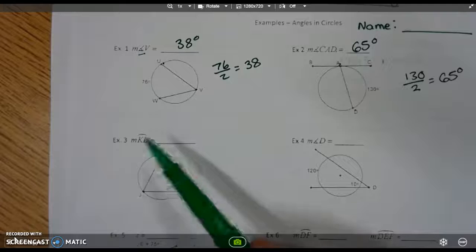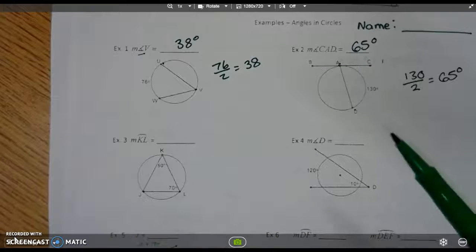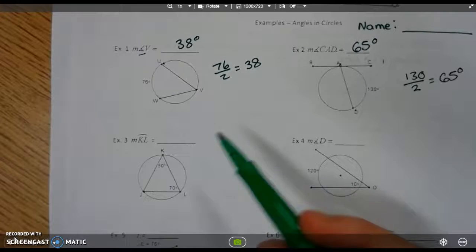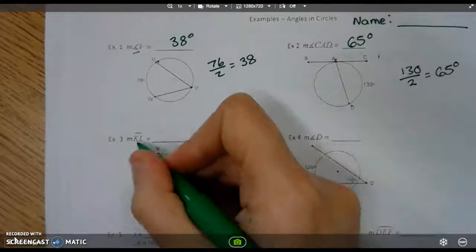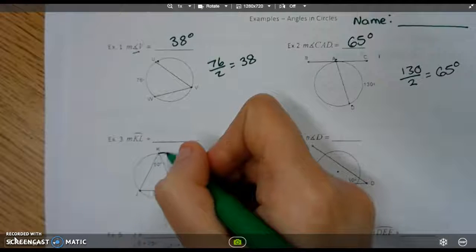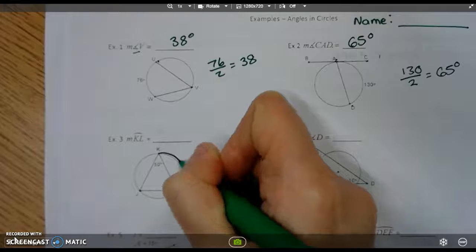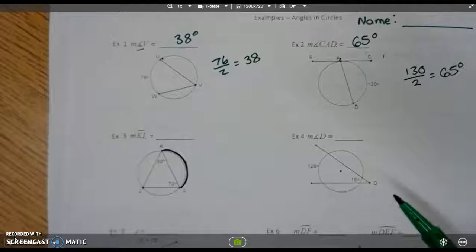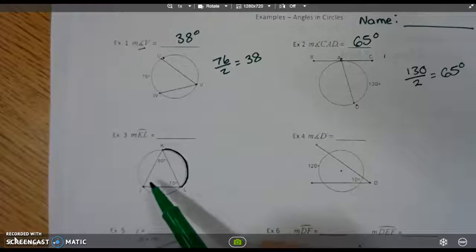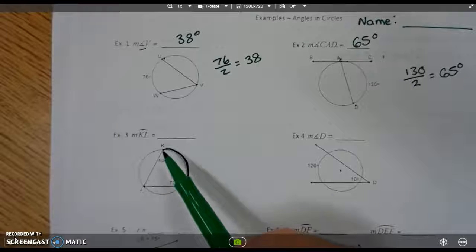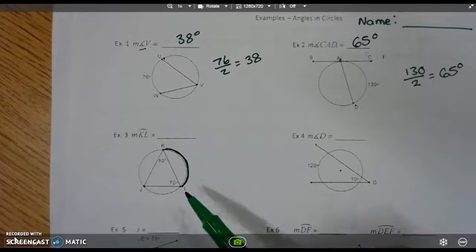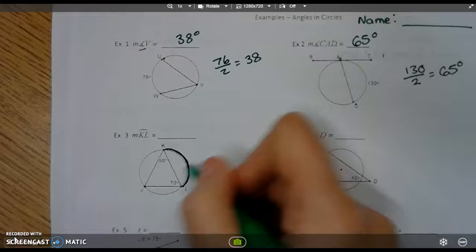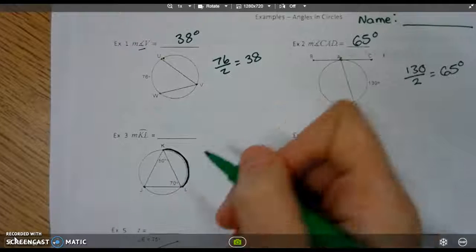Number 3 is asking for an arc instead of an angle, so I'm going to have to end up multiplying. But I need to figure out which one I want first. So I'm looking for KL. So KL is over here. The angle that opens to KL is going to be J, because it is KJL, right? So I need to figure out what J is so I can just multiply by 2.